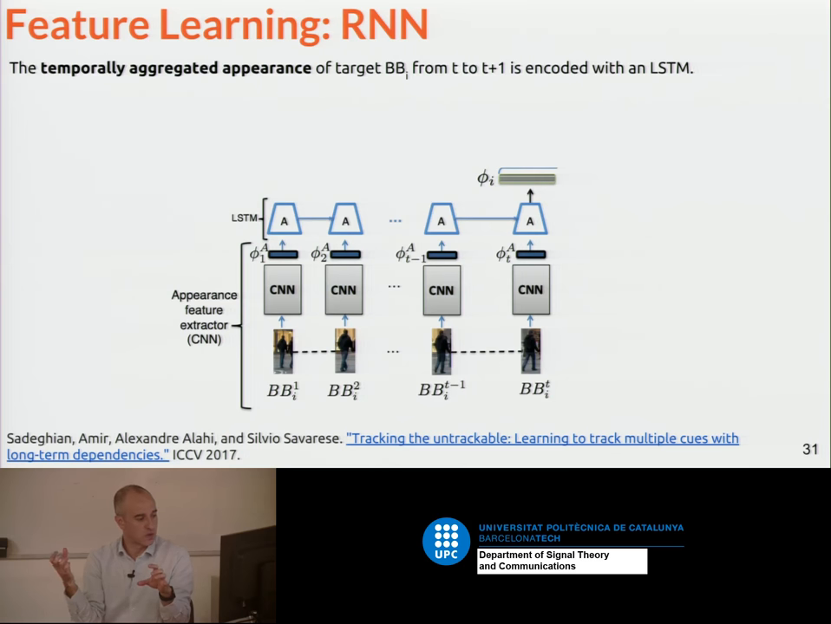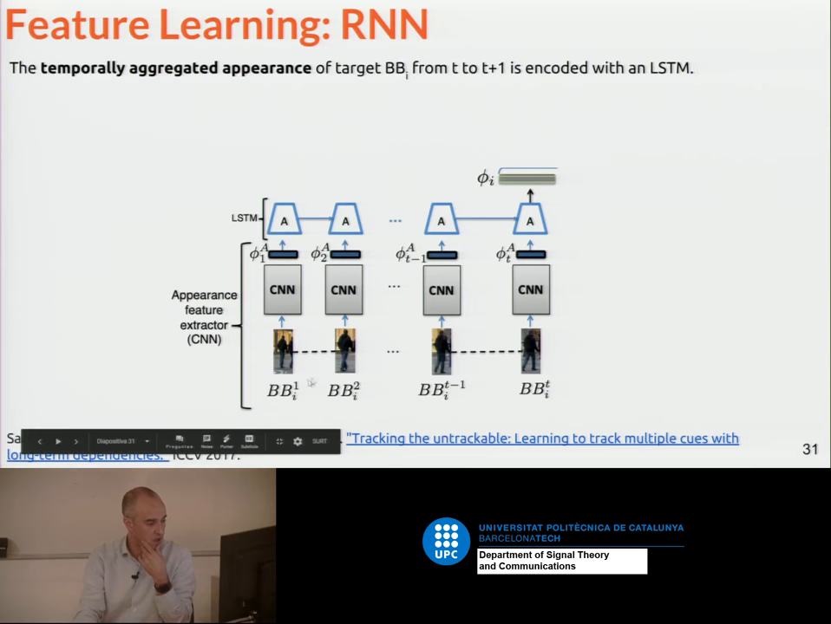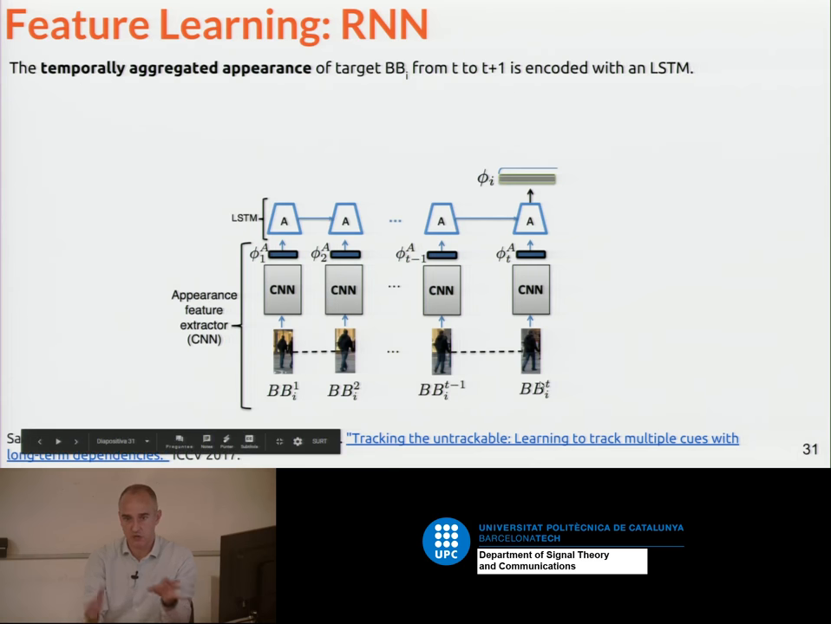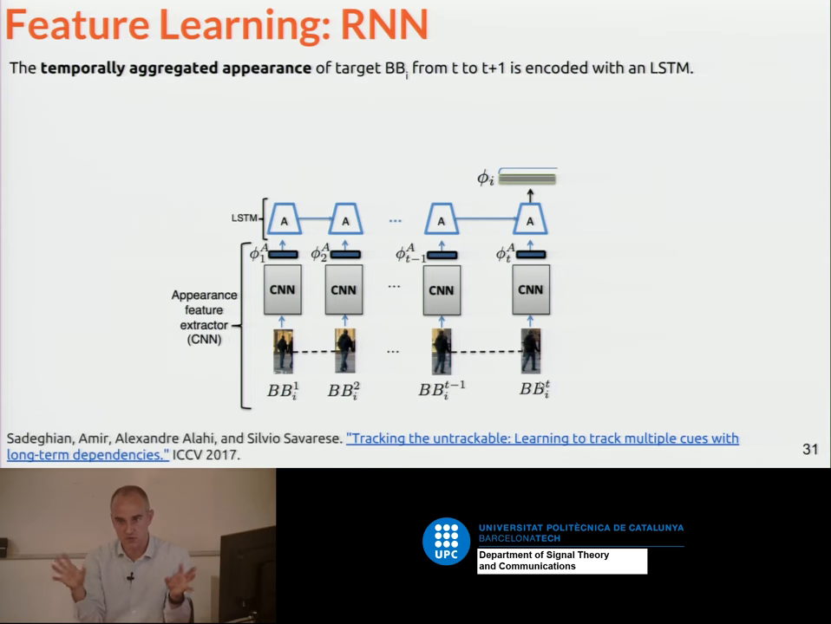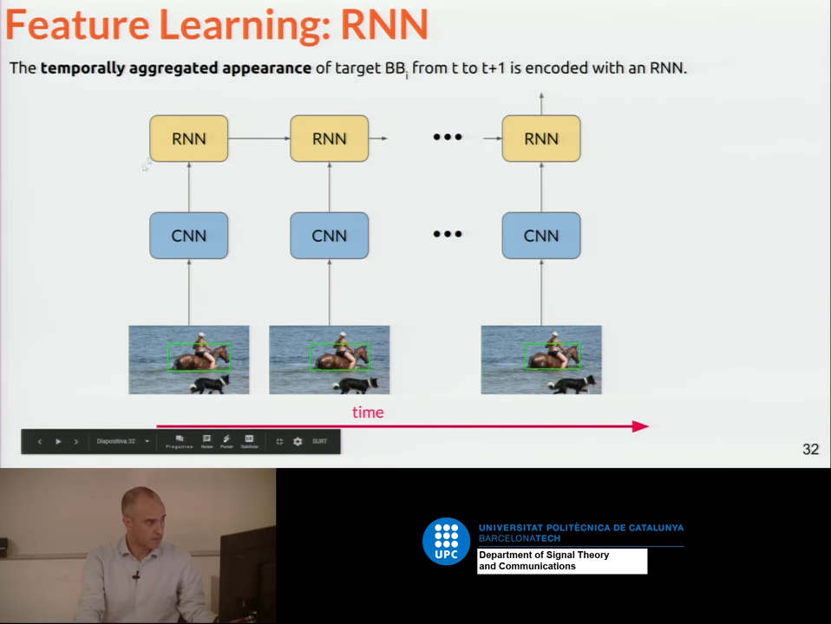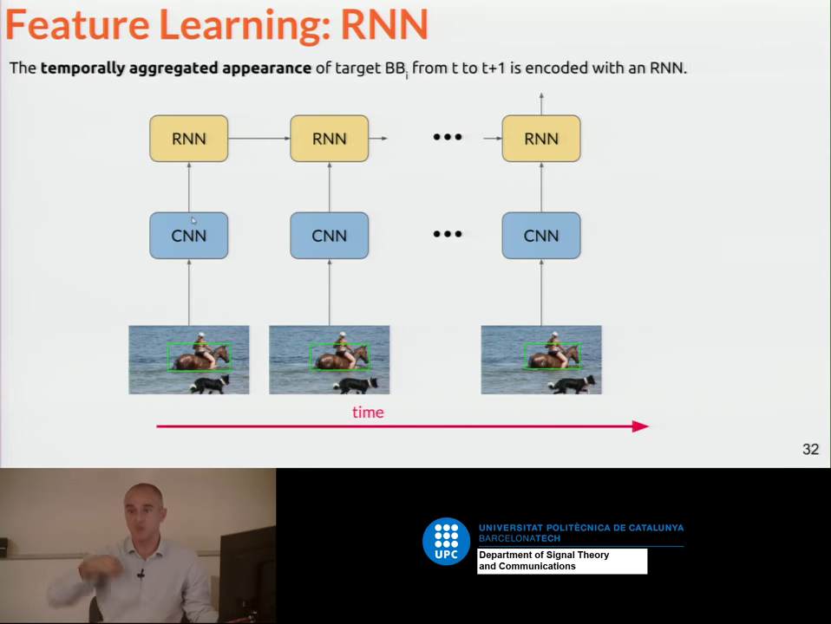Okay, so imagine you want to track this person and you already have all these bounding boxes. You have already detected them, or they are given to you somehow. The idea is that you feed that into a convolutional neural network. The features that you extract from the last deep layer, you feed them to a recurrent neural network across time. And then at the end, you take the hidden state, the representation of the recurrent neural network at this time step.